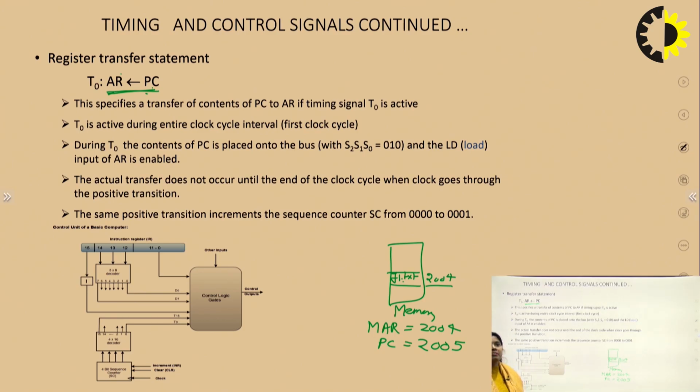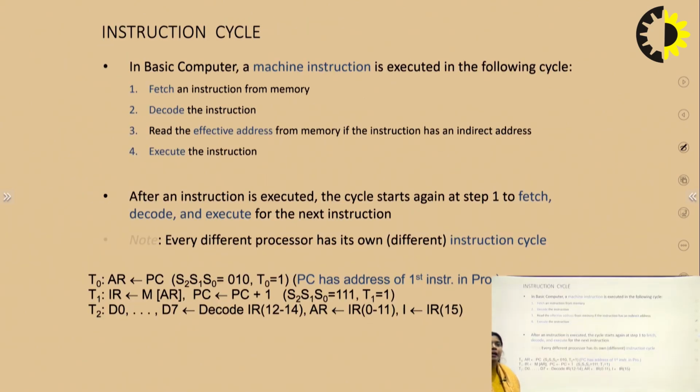That is PC to AR. Now, this is the instruction cycle. In the instruction cycle, there is first fetch, then decode, next is read, and next is execute.